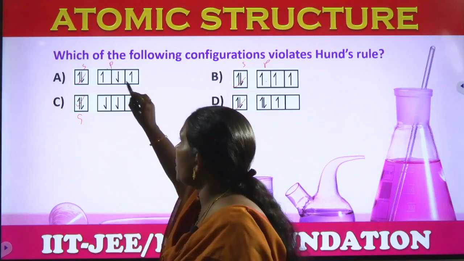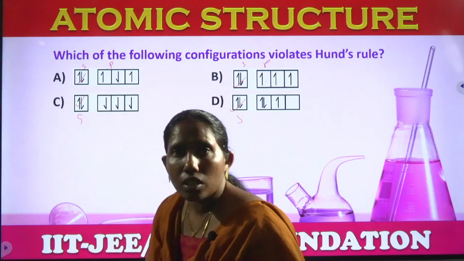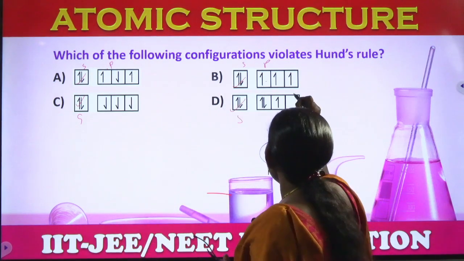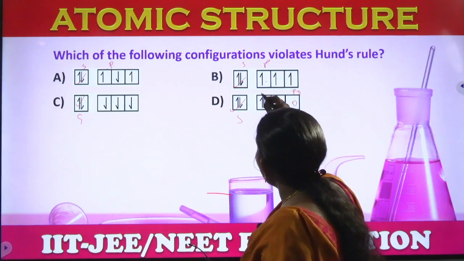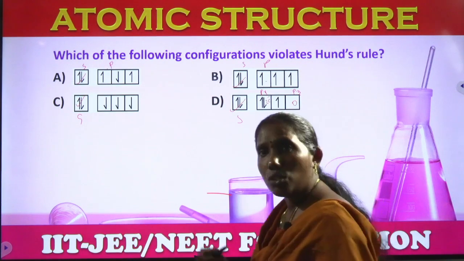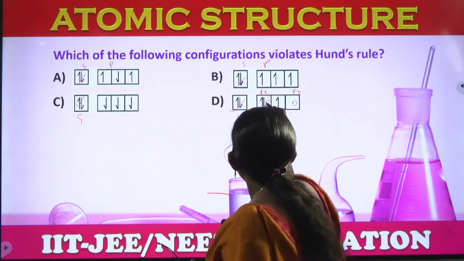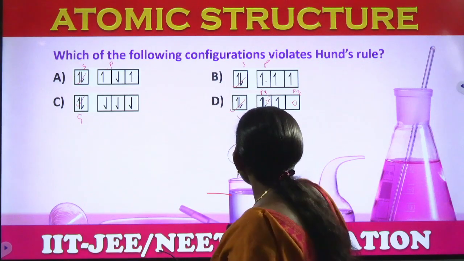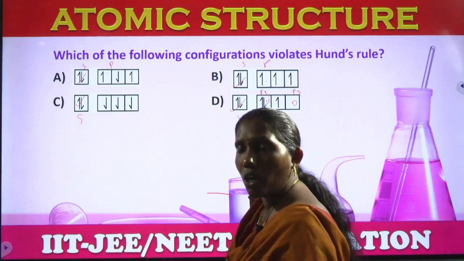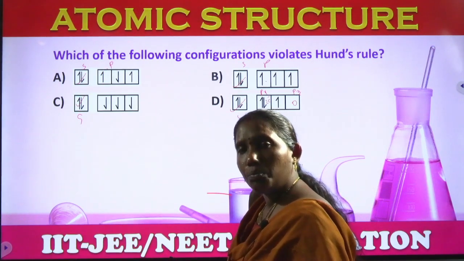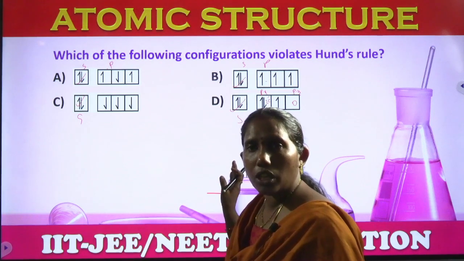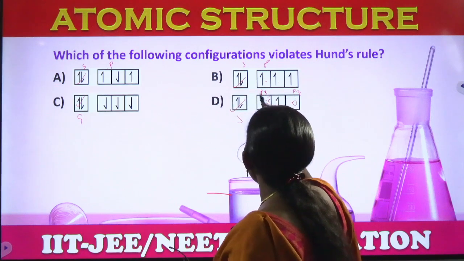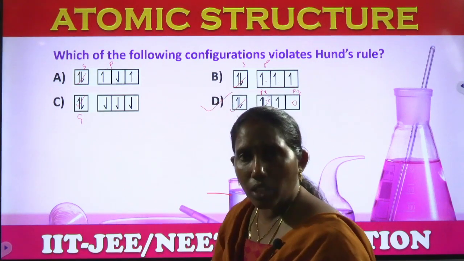So all the degenerate orbitals in A, B, C options fill with one electron. Comes to the D. Here pz they kept 0, no electrons in pz, but px has 2 electrons. According to Hund's rule, it is violating Hund's rule. Px should fill with 1, py should fill with 1, pz should fill with one electron. So all the 3 electrons should enter into px, py, pz, then only the 4th electron should come into px. That is the order. So which of the following configurations violates? D option is violating Hund's rule.